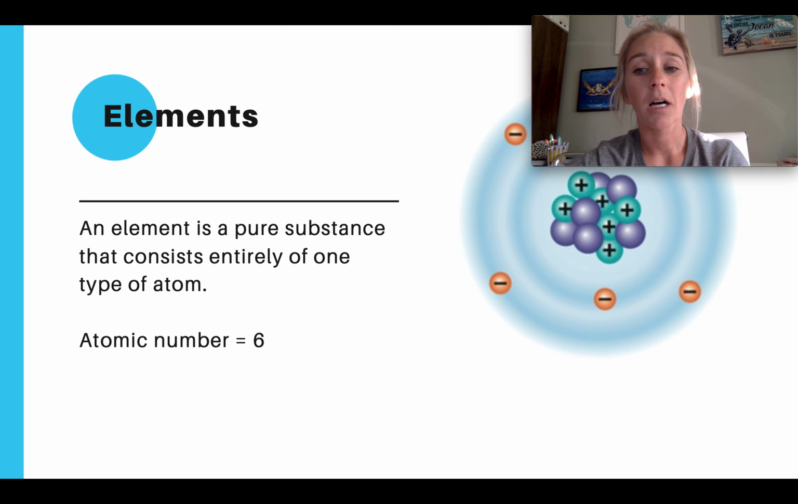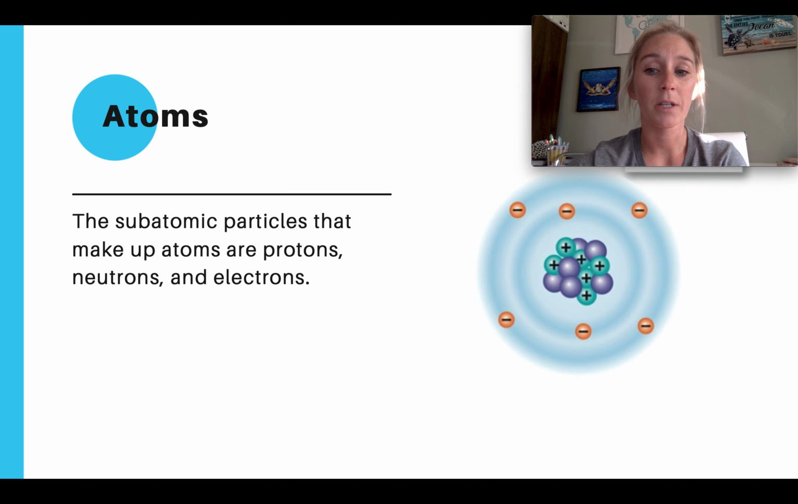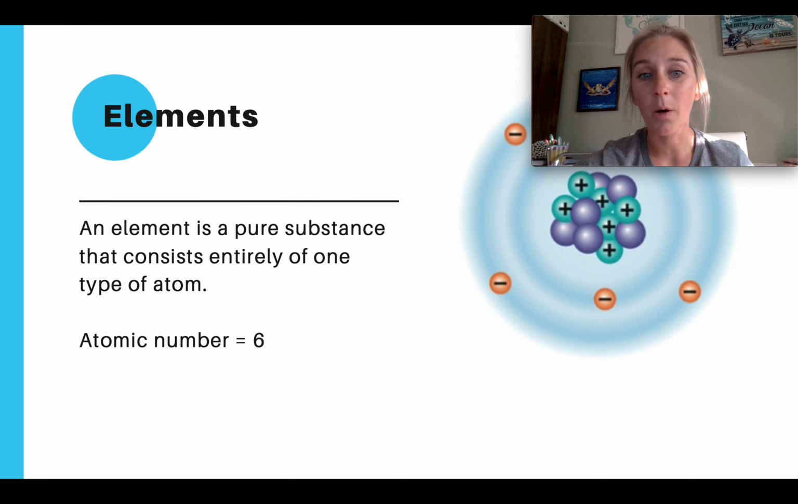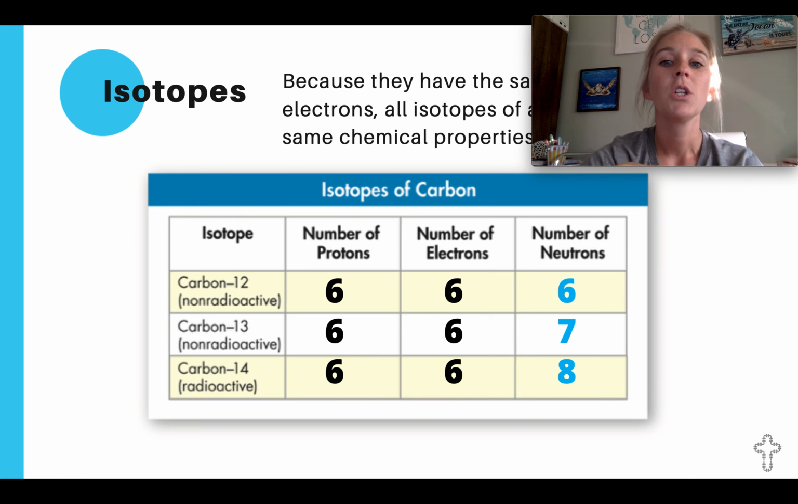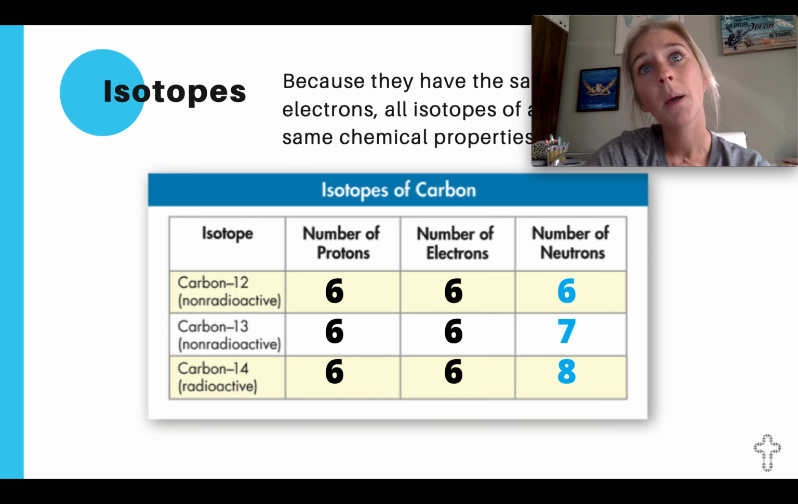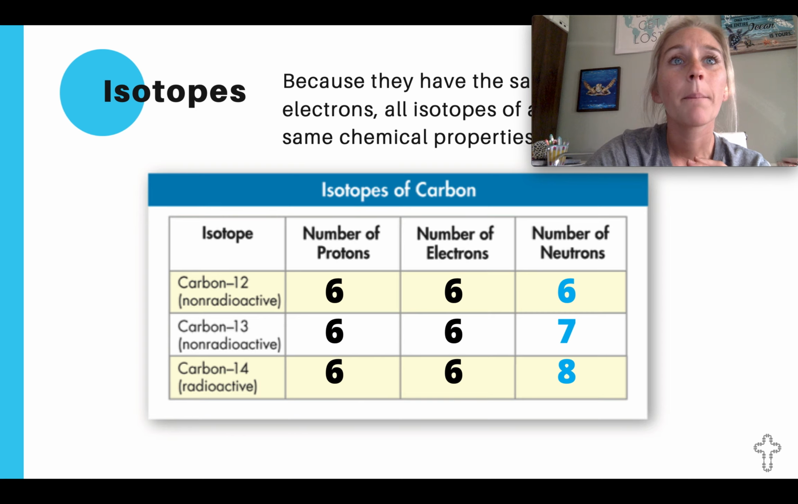Normally, in the picture that we see here in an atom, you're going to have equal numbers of protons, neutrons, and electrons, and so the net charge is going to be 0. However, sometimes this is a little bit different, and we have these isotopes. So isotopes have the same number of electrons, but they have different neutron numbers.